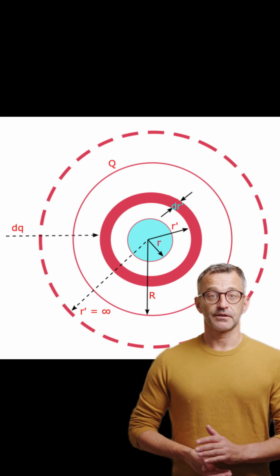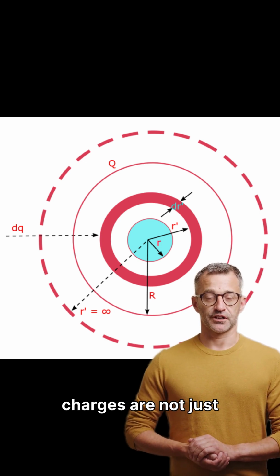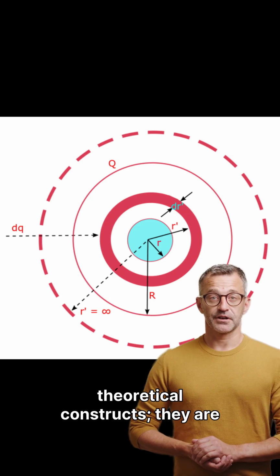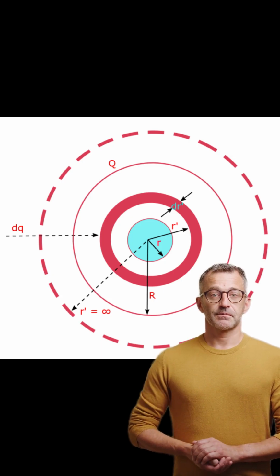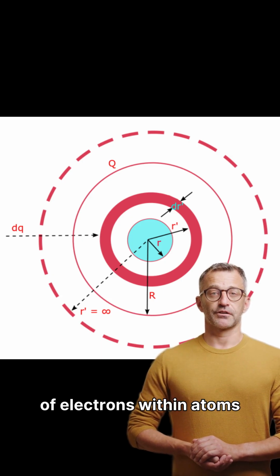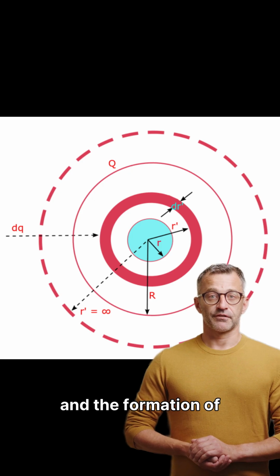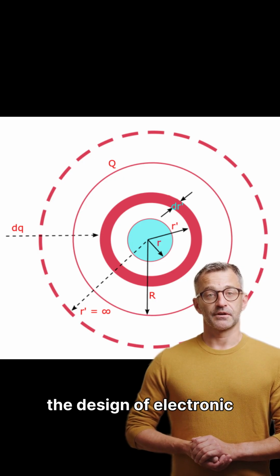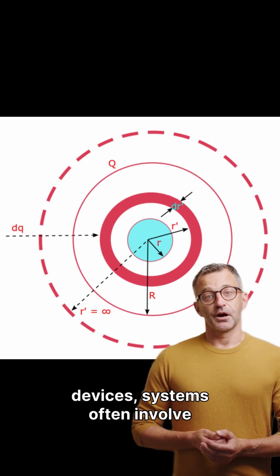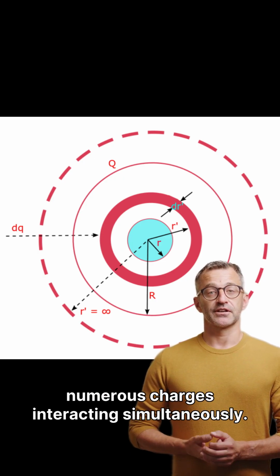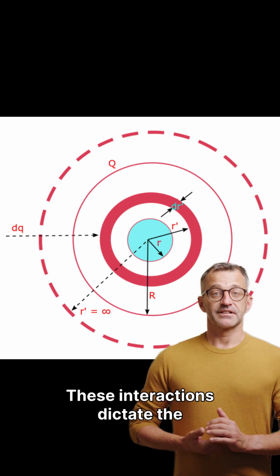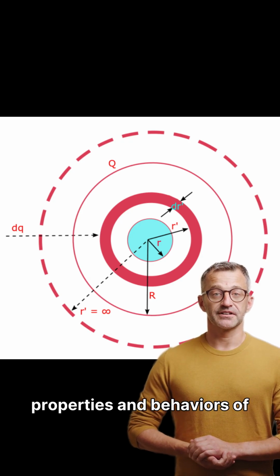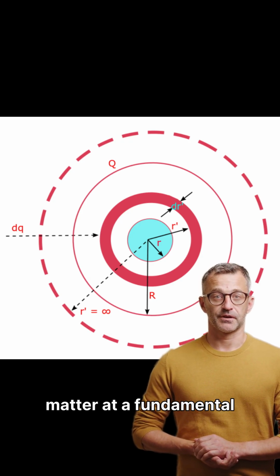In the real world, the interactions of multiple charges are not just theoretical constructs, they are ubiquitous. From the intricate dance of electrons within atoms and the formation of complex molecules to the behavior of materials and the design of electronic devices, systems often involve numerous charges interacting simultaneously. These interactions dictate the properties and behaviors of matter at a fundamental level.